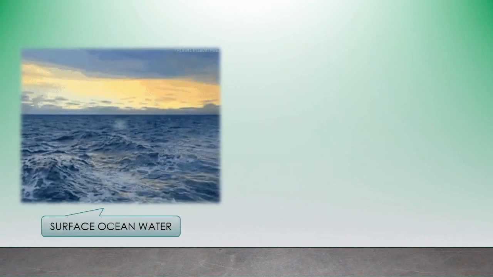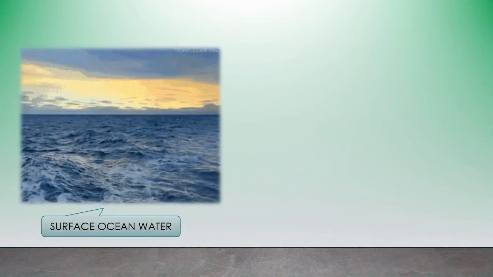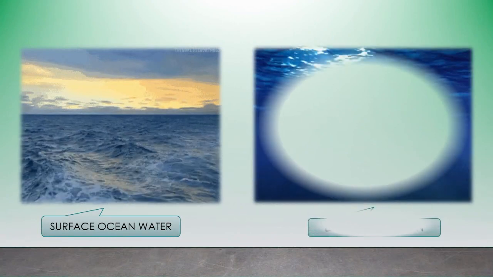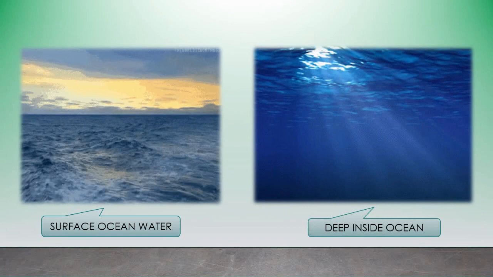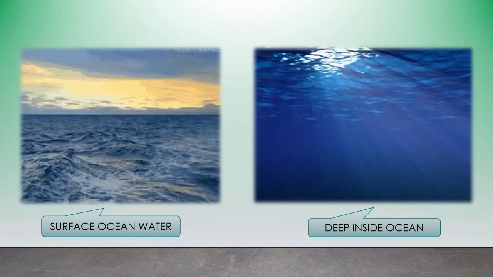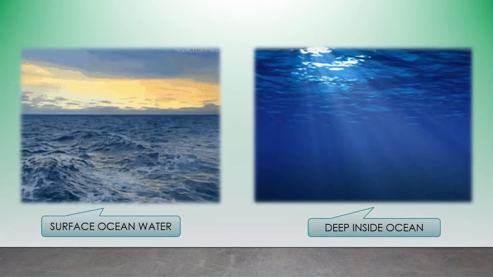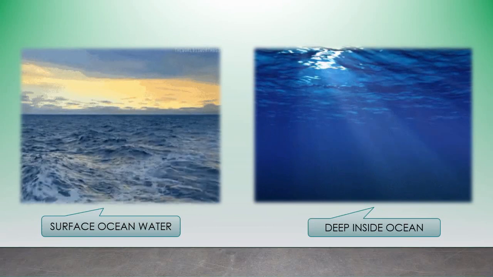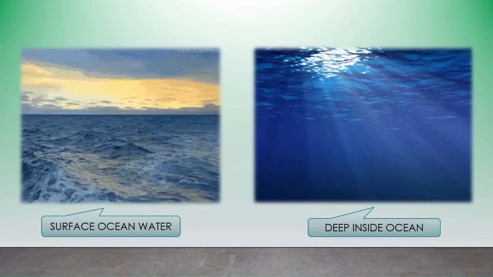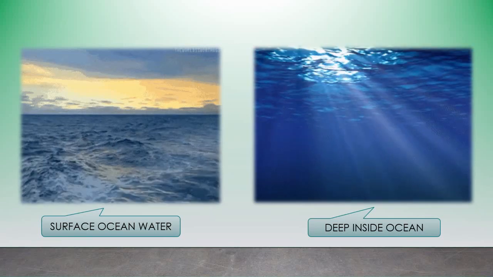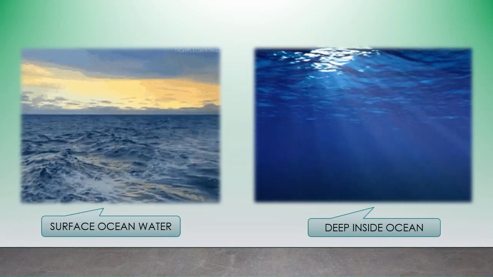So student, please remember that surface ocean water will be hot because of the heat of the sun. Whereas we can see in the other image, under the sea water, only a few lights are available. Only a few sun rays are entering deep inside the sea or the ocean. Sun rays are reflected back to the earth. Only a few sun rays are entering deep inside the ocean.